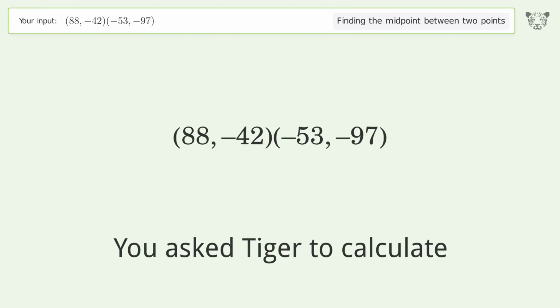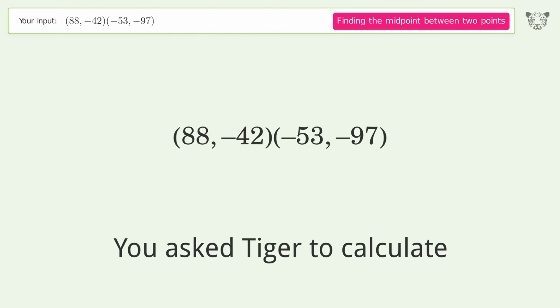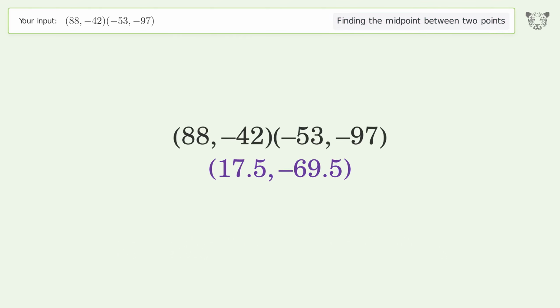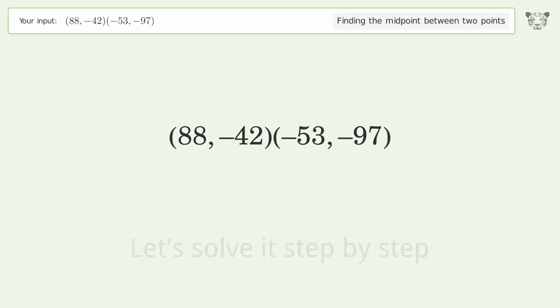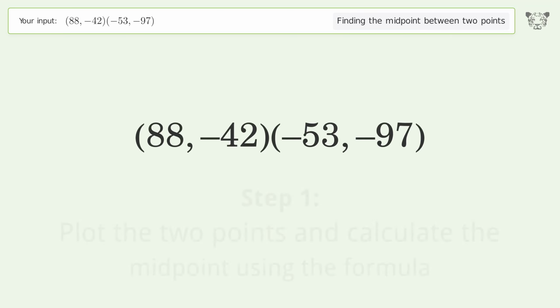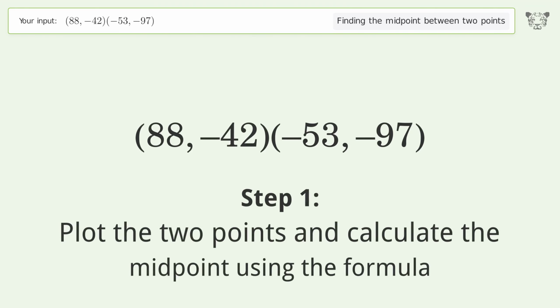You ask Tiger to calculate. This deals with finding the midpoint between 2 points. The midpoint between the 2 points is 17.5, negative 69.5. Let's solve it step by step. Plot the 2 points and calculate the midpoint using the formula.